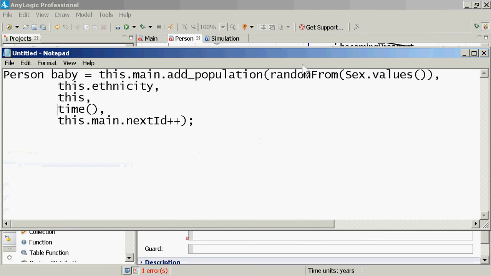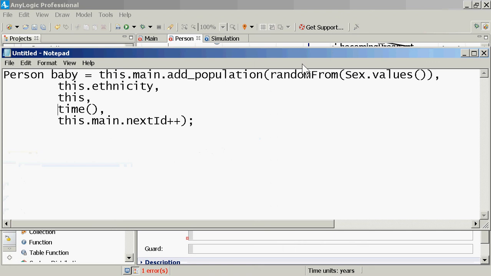Why do we have all these things after add population? Those are the parameters of the person we're creating. This is the baby's characteristics. Their sex is drawn randomly from the set of all sexes. Their ethnicity is the same as the mom's ethnicity. Their mother is the mom. The birth time is the current time. Their ID is whatever's the next ID within main, and then we make that one bigger just for the next person. It will be the next value to pull out. That is how we implement it.